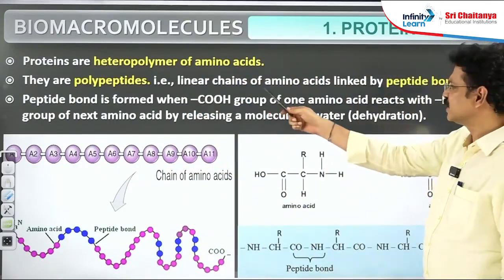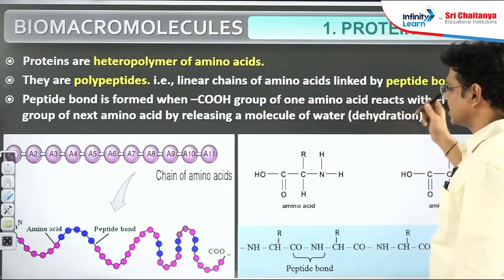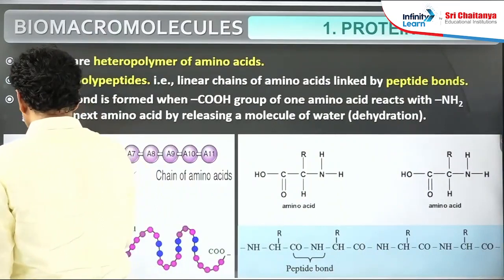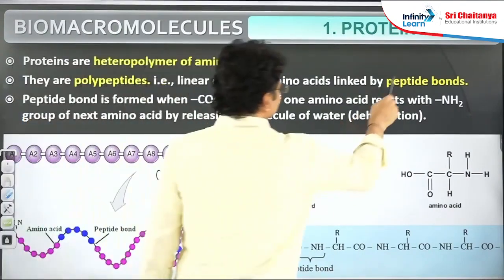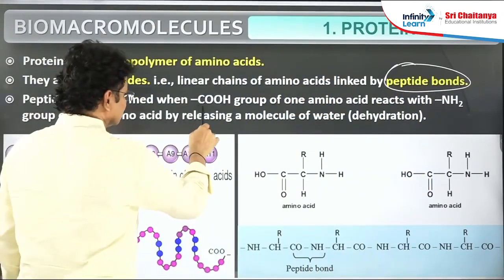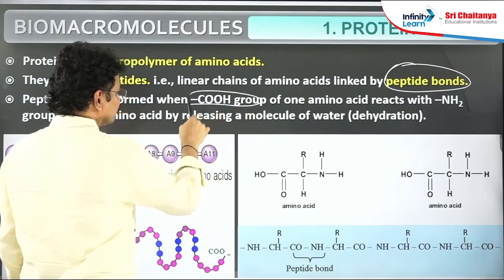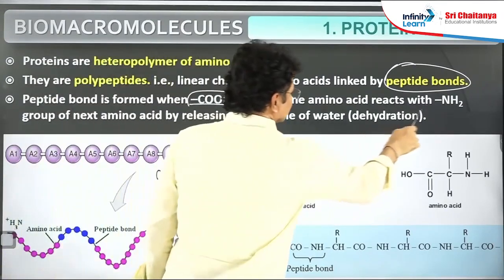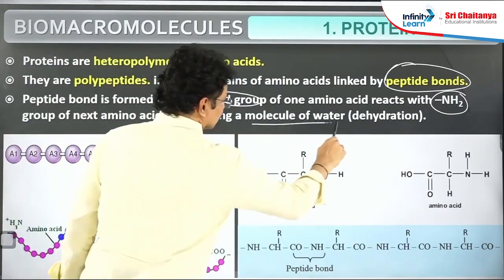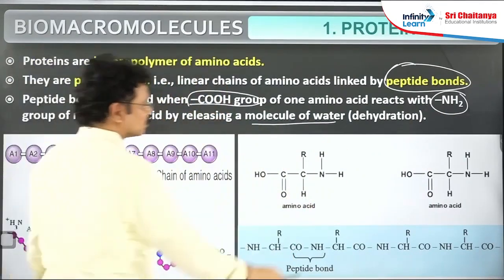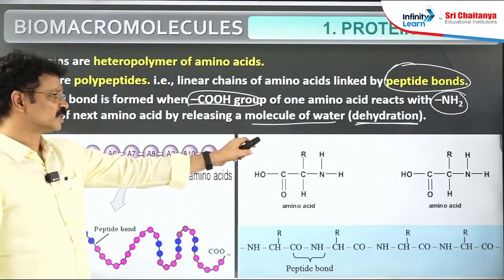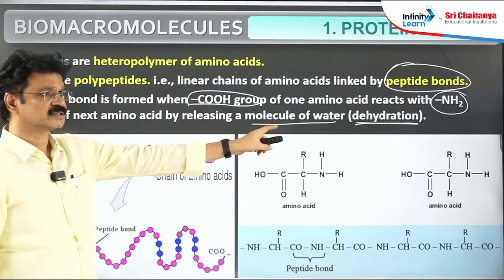Next, proteins are linear chains of amino acids linked by peptide bonds. What kind of chemical bond is essential to link two adjacent amino acids? Peptide bond. Peptide bonds are formed from the carboxylic group of one amino acid to the amino group of another amino acid. At that time, one water molecule is liberated. Hence, peptide bond formation is also called a dehydration reaction. It is one of the examples of a dehydration chemical reaction.